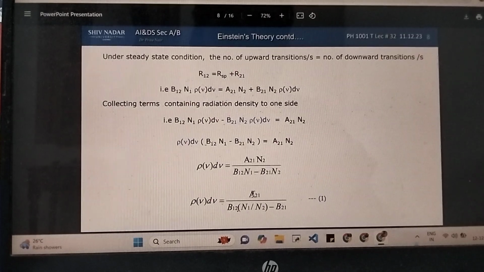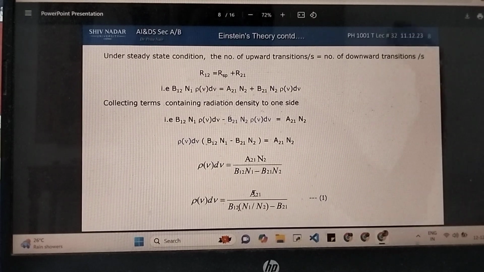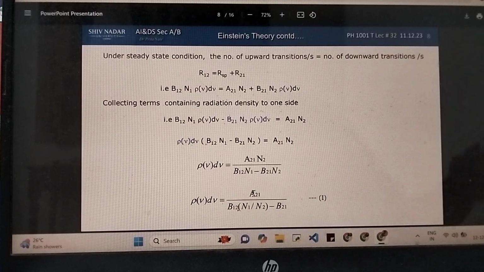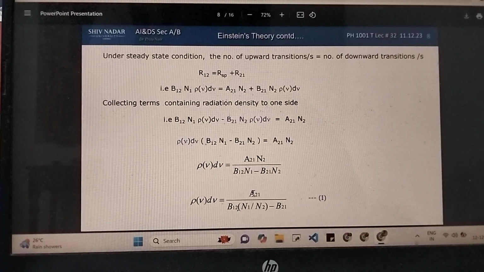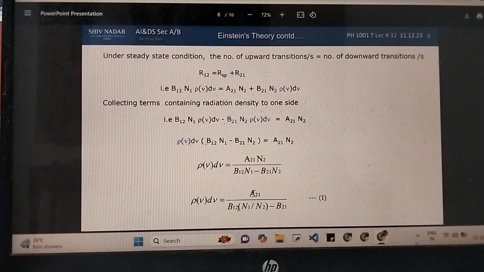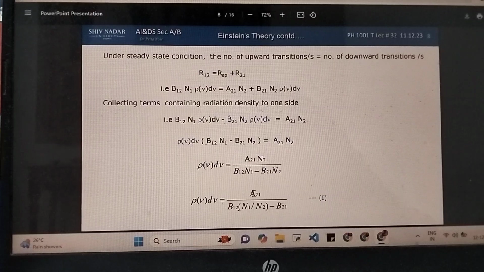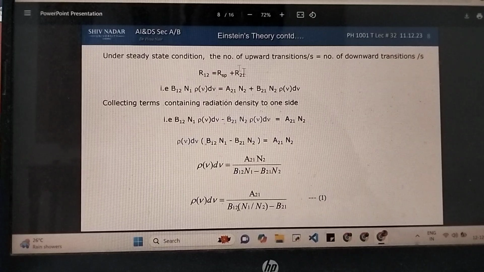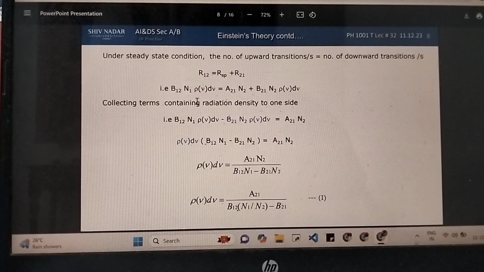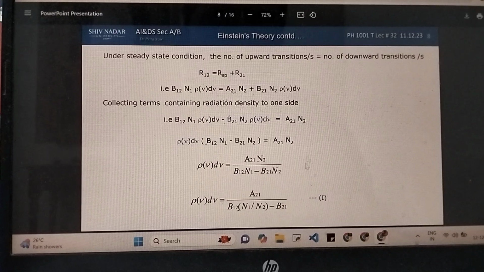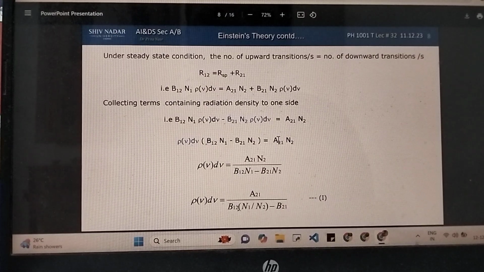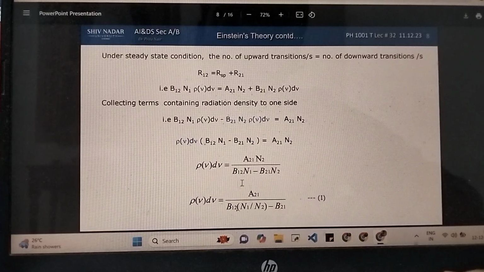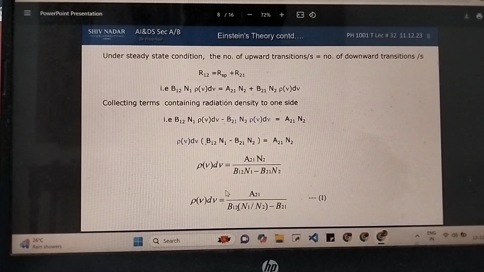Here A21 is the rate of spontaneous emission, B12 is the rate of stimulated absorption, B21 is the rate of stimulated emission, and N1 and N2 are the number of electrons in the respective levels E1 and E2. So what have we done here? We equated the total absorption with the total emission. We substituted the rate expressions we had, and then it was just simple math, taking common terms together and regrouping. Finally, we have this expression for energy density of incident radiation.